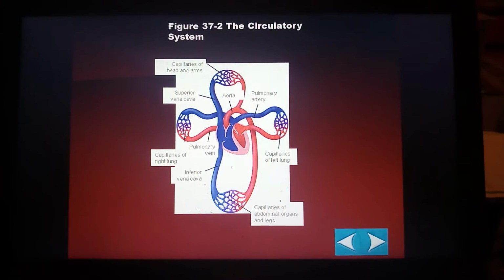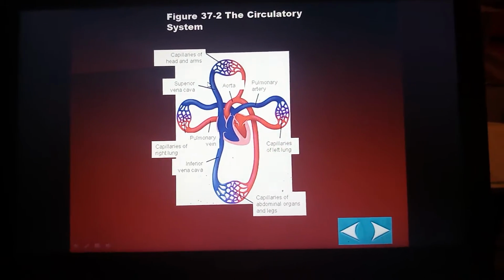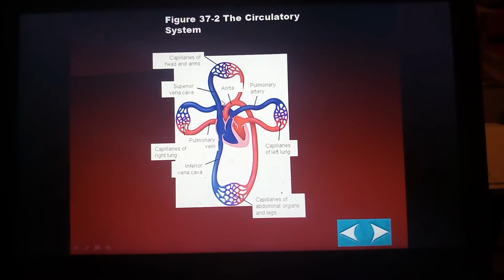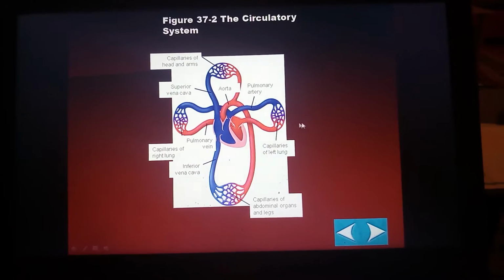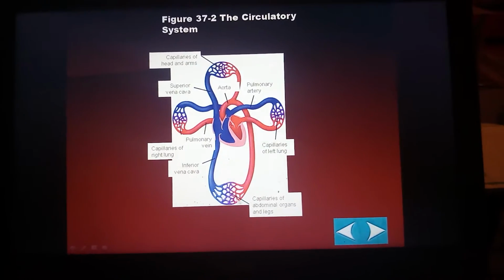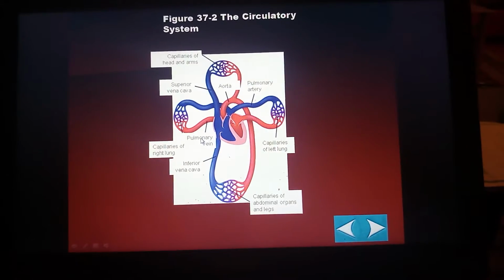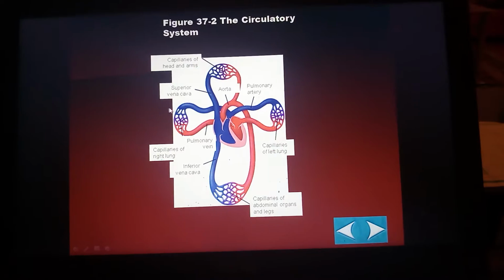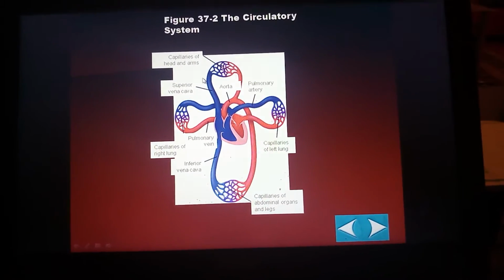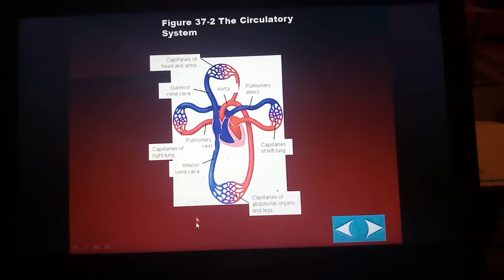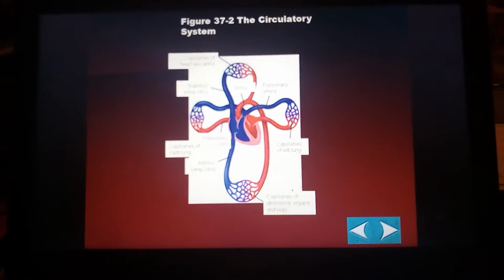Again, this is the set of capillaries showing. You can see here, these are the capillaries of the head and the arms. This is showing the superior vena cava. This is the heart, pulmonary artery, capillaries of the left lung, capillaries of abdominal organs and legs, and capillaries of the right leg. You can see here the superior vena cava will collect the deoxygenated blood from the capillaries of head and arms, and the inferior vena cava will collect deoxygenated blood from the legs.